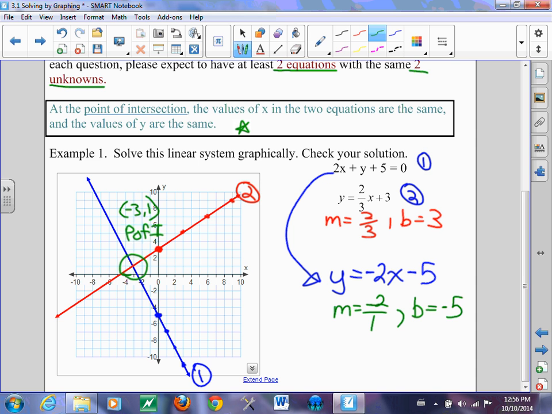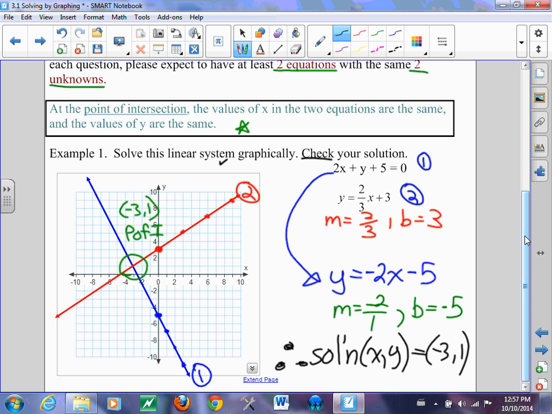Okay? And then down here to do your concluding statement, not on the graph, you say therefore, solution, that's a short form for solution, by the way, xy, meaning the ordered pair where my solution occurs at, is, and put it in order, negative 3 and 1. All right, so we've solved the linear system graphically. Now we need to check your solution.